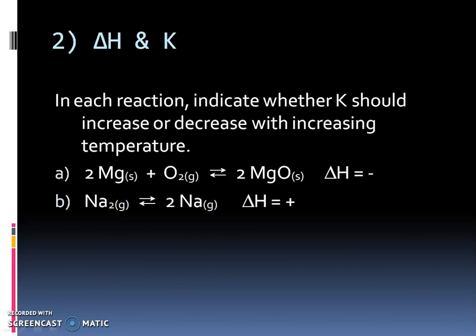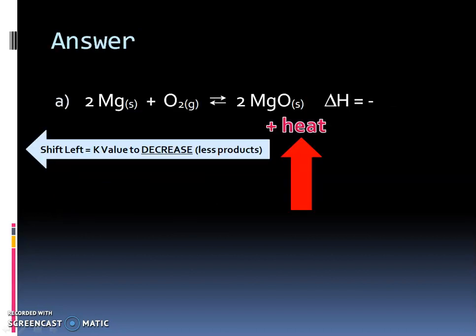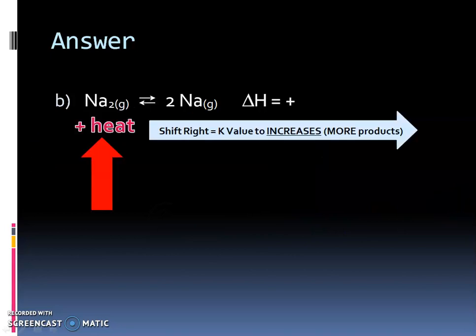And moving on to number two, now we're dealing with delta H and K, your equilibrium constant. And you should have come up with this as an answer. Again, I'm trying to give you some kind of visual. If we're adding heat as the product, what's happening? We're shifting to the left, and this is going to decrease our K value. And for B, it's the opposite.